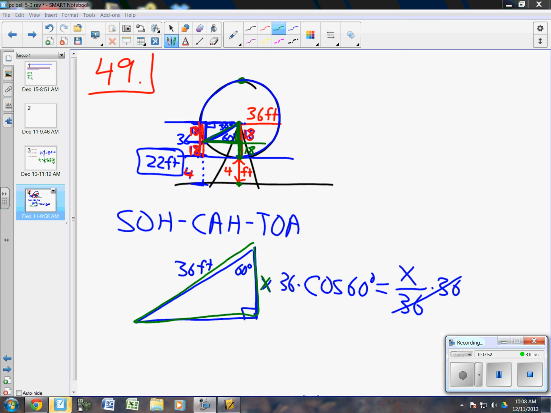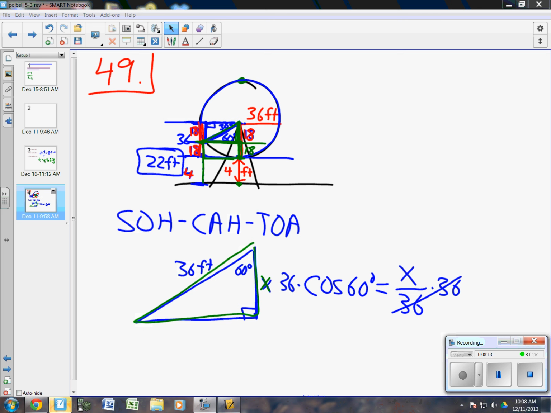And if we just go straight across to right there where this guy was sitting in his seat, he was 18 feet from the bottom if he was sitting on the bottom of this Ferris wheel, right? So that's 18 feet there plus the 4 feet to the ground makes 22. Okay? All right, now part C.